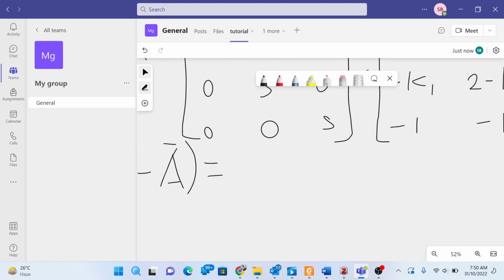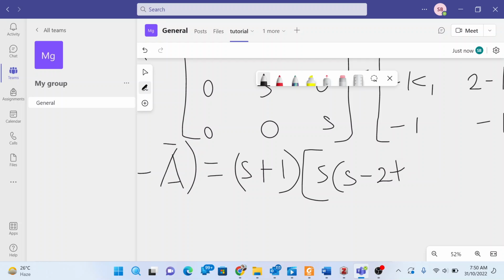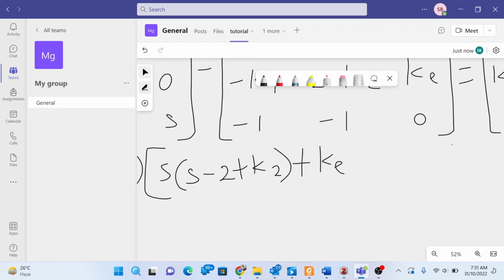So our determinant is going to be S plus 1 into bracket S into S minus 2 plus K2, then plus KE. From there, we determine the second term on the second column. We get that to be KE, K1 S plus KE.